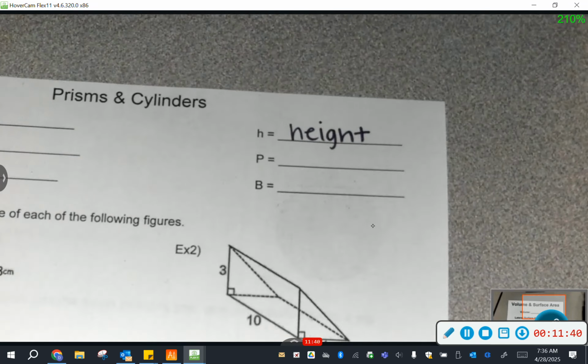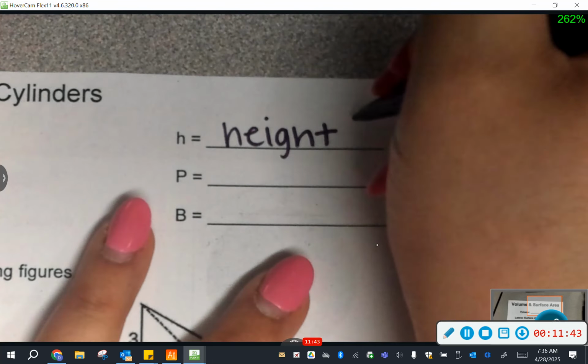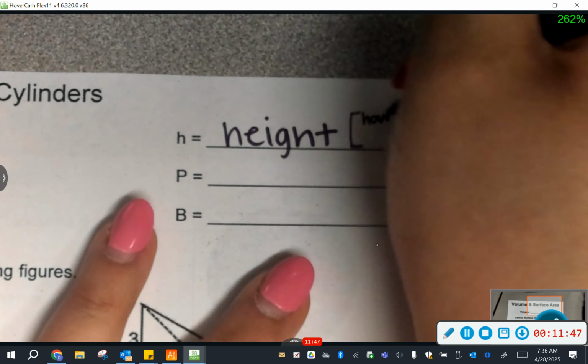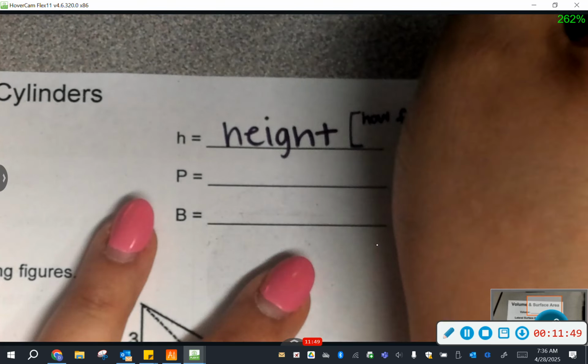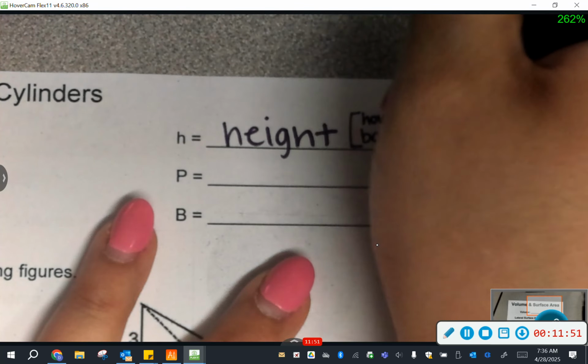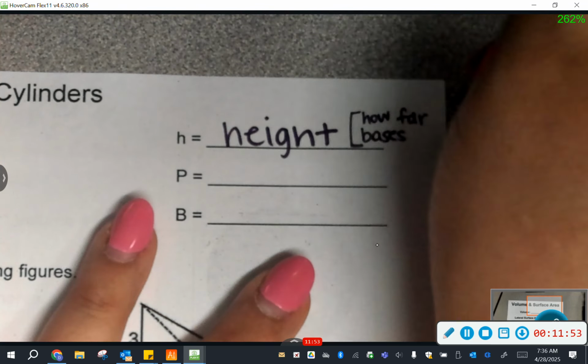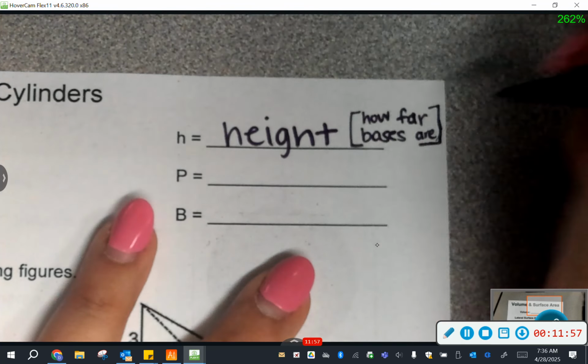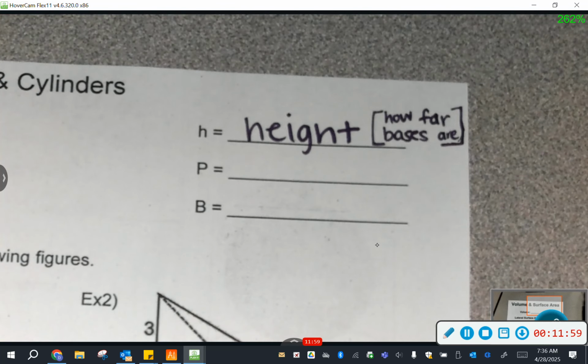So right next to height, if you can, in small letters, you might want to write how far the bases are. How far the bases are. And I am usually going to shade the base for you to know.